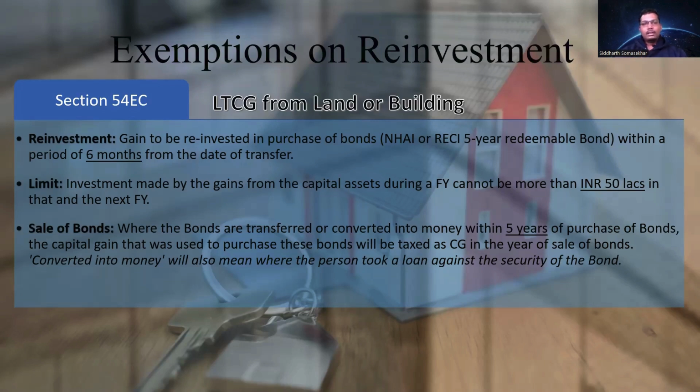Okay? Now, this provision says where the bonds are transferred or converted into money. Now, what does converted into money mean? Converted into money means, let's say you have purchased the bonds. Now, you have the bonds and you take the bonds, go to the bank, keep the bonds as security and take a loan against those bonds. If you take the loan against the bonds, it will be considered as converted into money. And the capital gain would be taxed in the year in which you converted that into money. Okay, that is section 54EC, long-term capital gain from land or building reinvested in bonds, NHAI, RECL, 5-year redeemable bond.